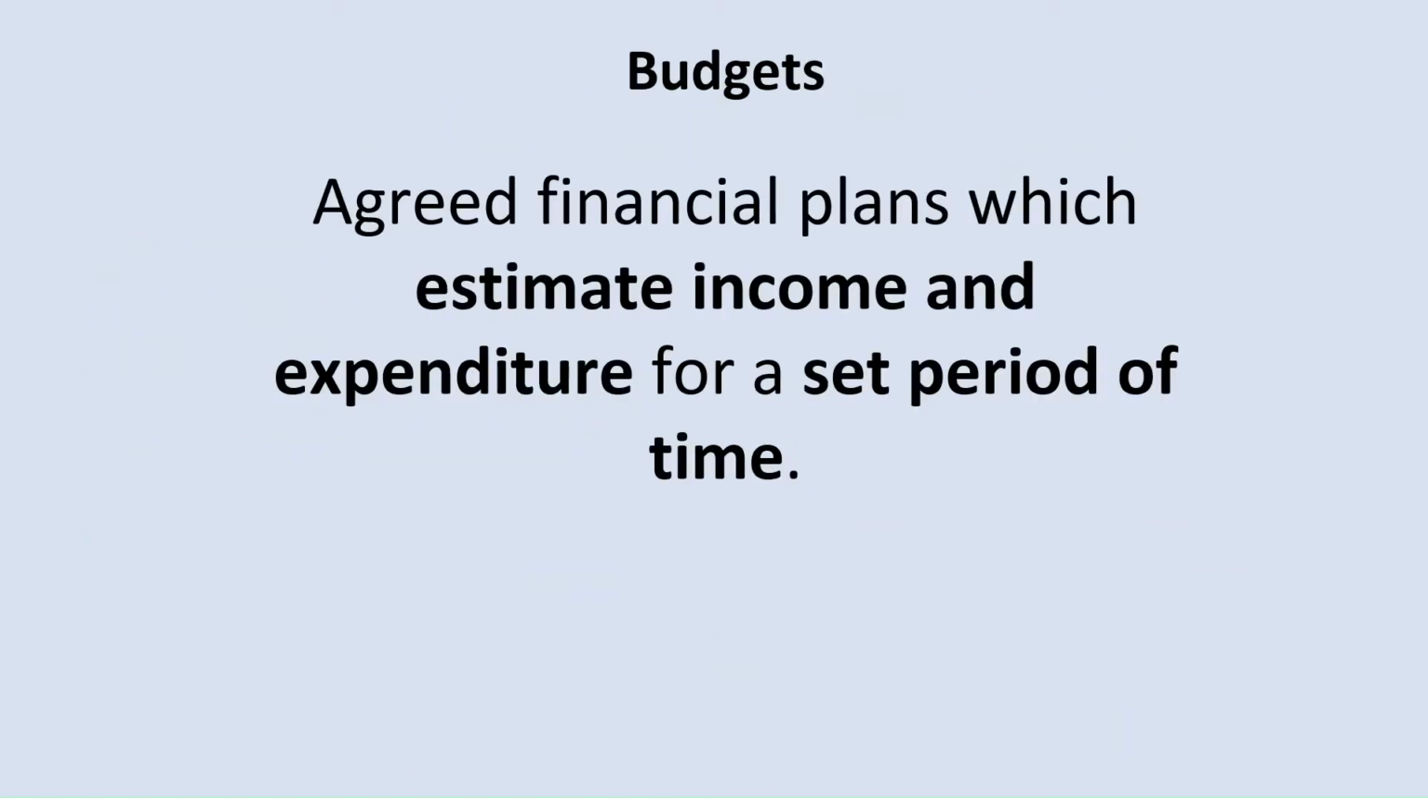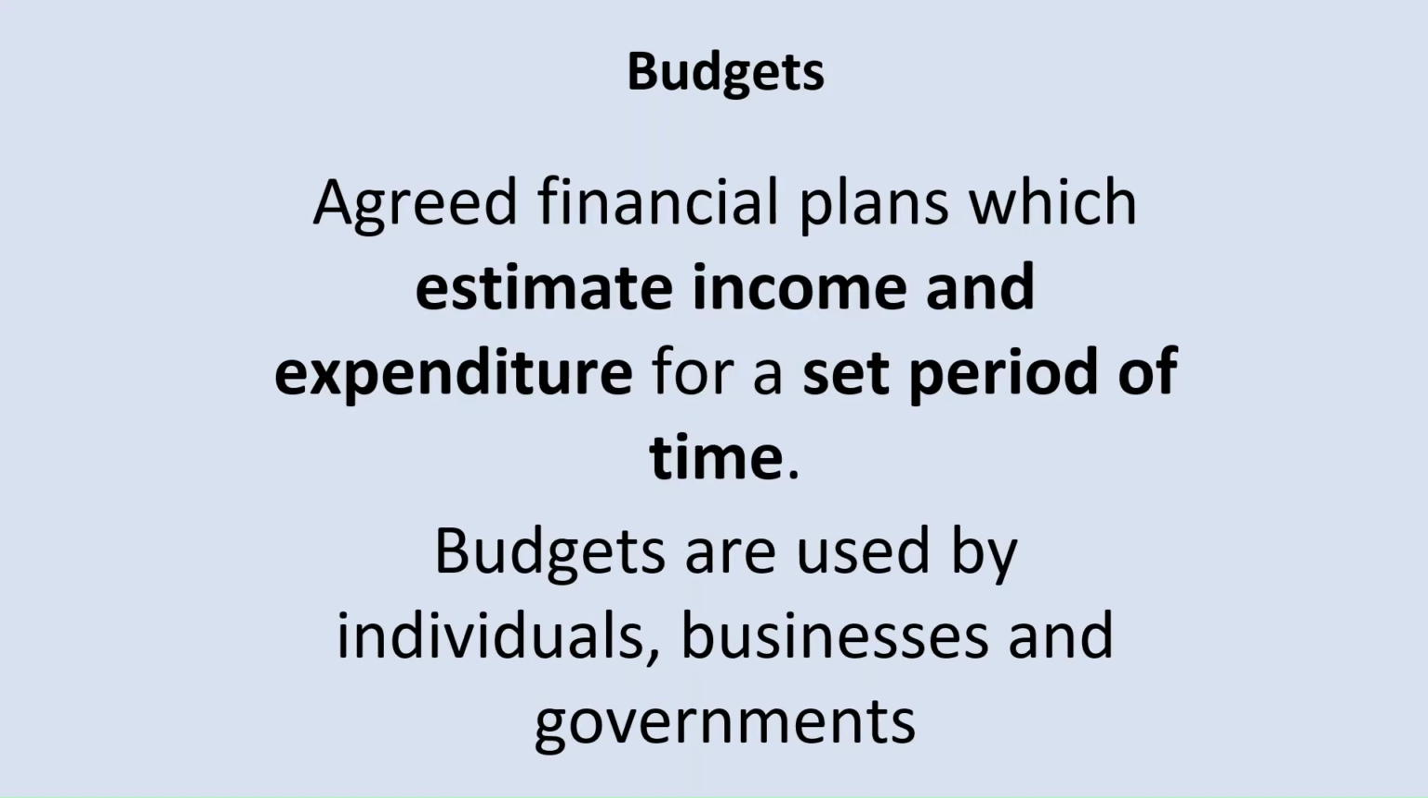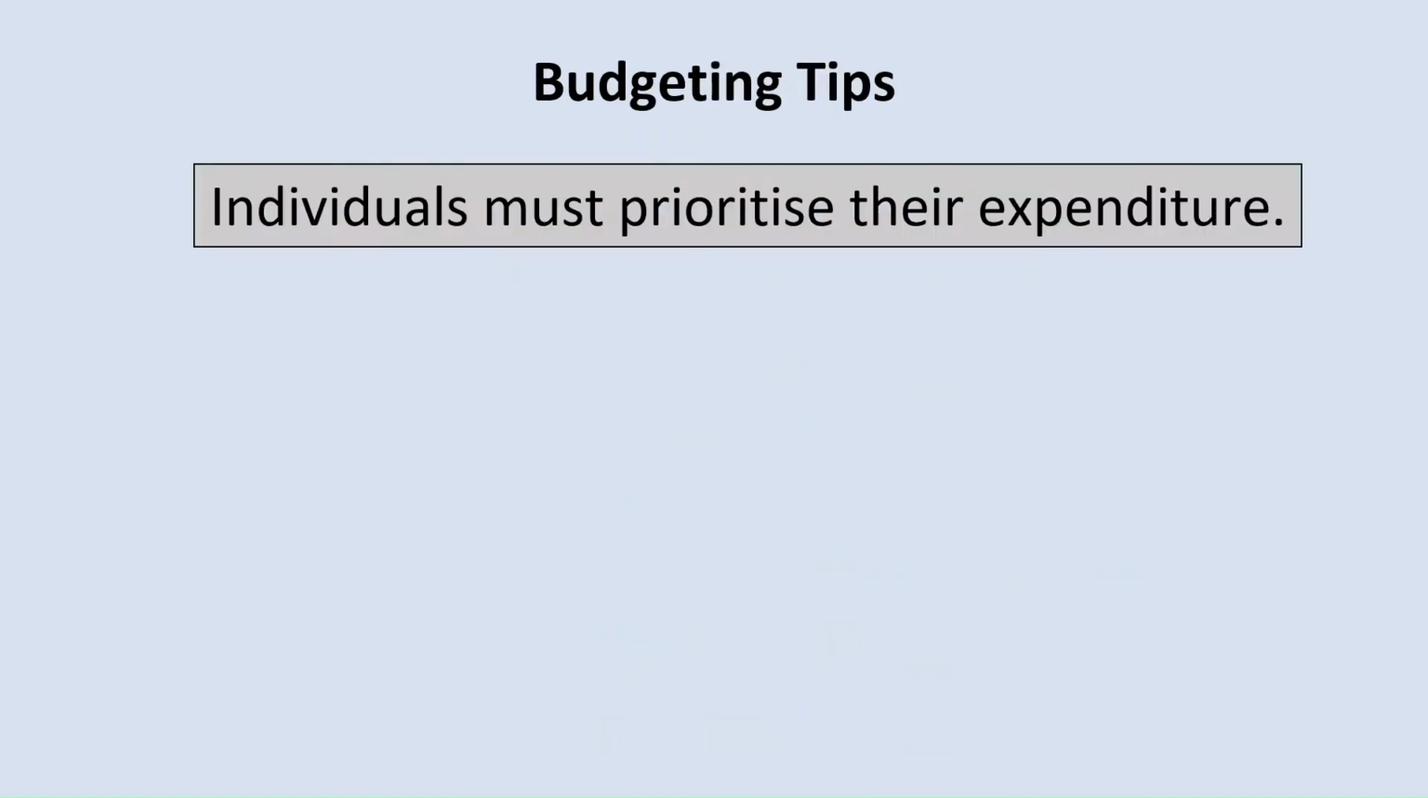So what is a budget? A budget is an agreed financial plan which estimates income and expenditure for a set period of time. Budgets are used by individuals, businesses, and indeed governments. So what budgeting tips have we got?